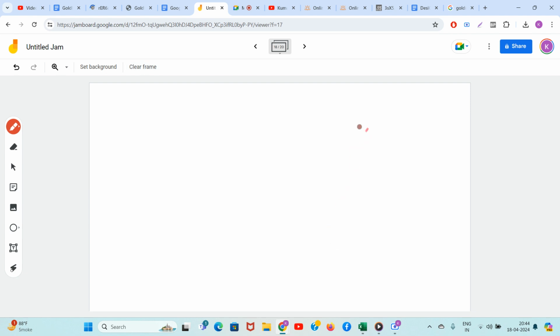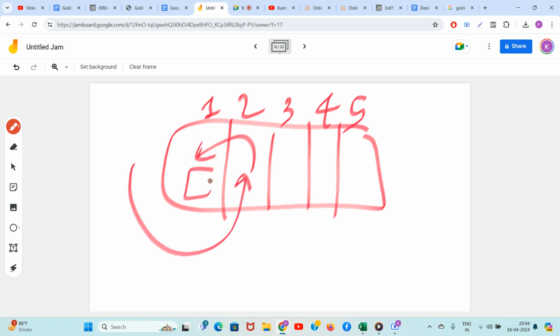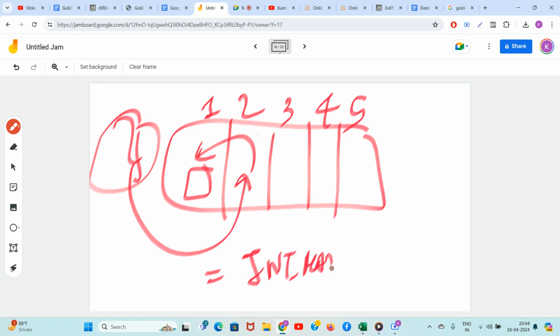If this is an array given to you, 1, 2, 3, 4, 5, you cannot go from here to 2 and then back here, because this is not existing. So whenever something is not possible, you declare it as int max. Okay, you declare it as int max.